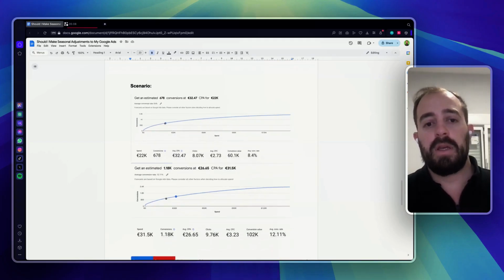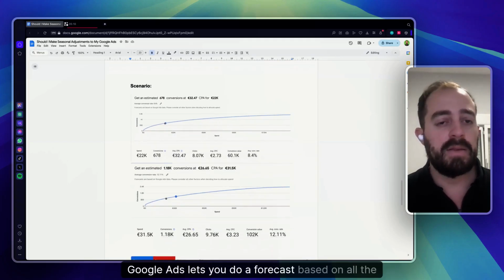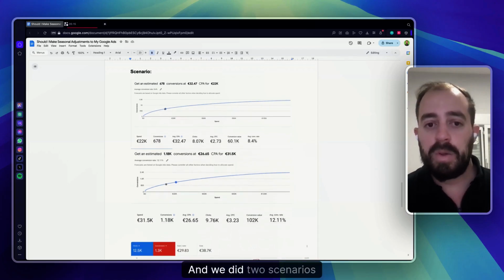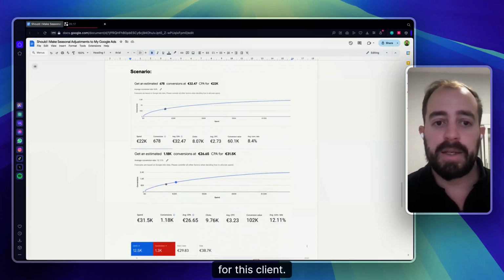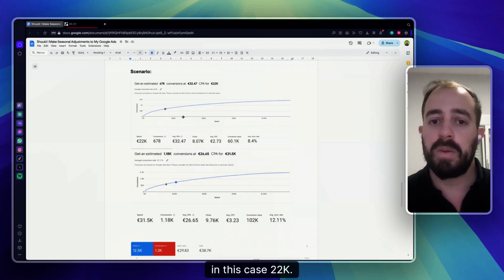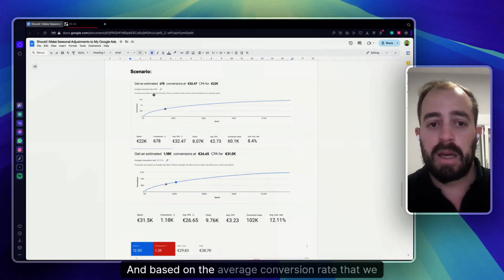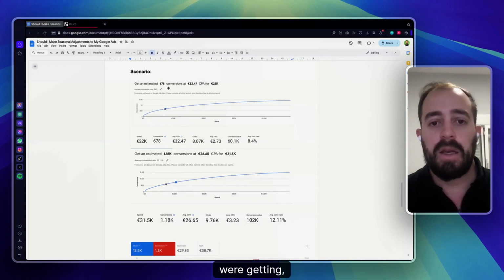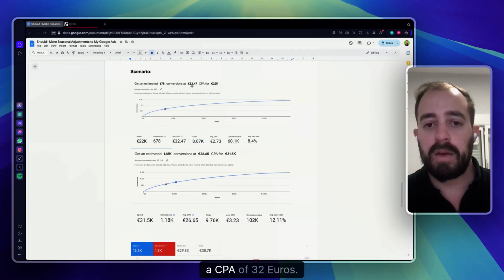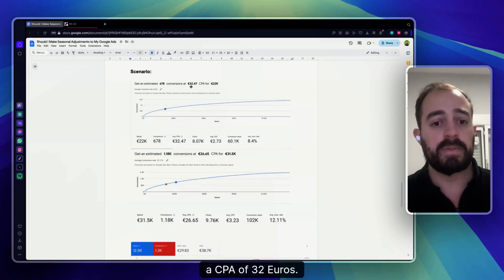First of all, Google Ads lets you do a forecast based on all the historic data that you have. And we did two scenarios for this client. One was with a lower budget, in this case 22K, and based on the average conversion rate that we were getting, it was expected to get almost 700 conversions with a CPA of 32 euros.